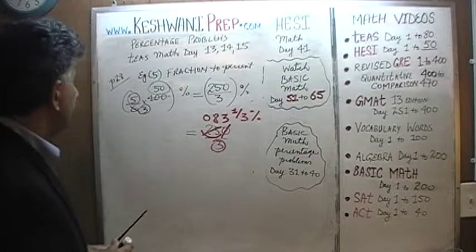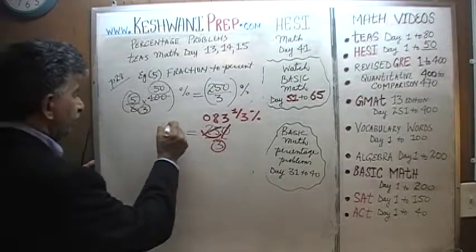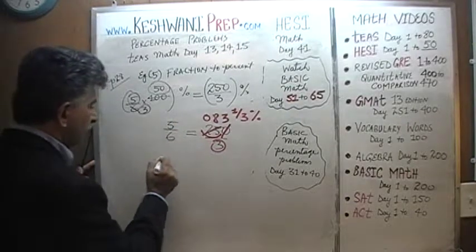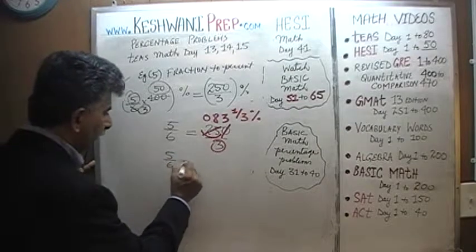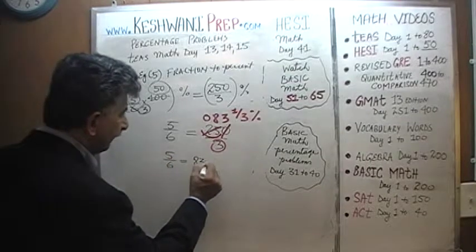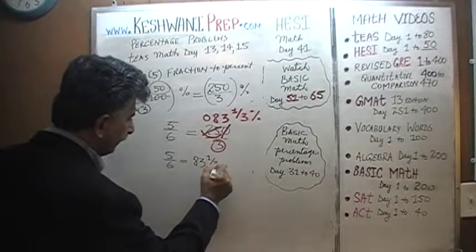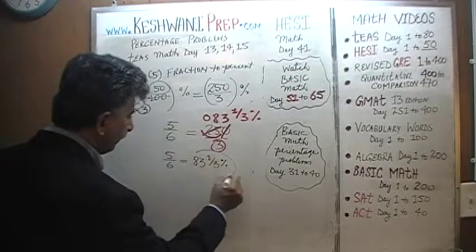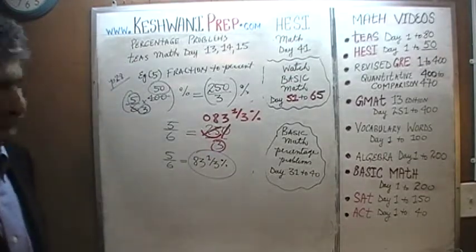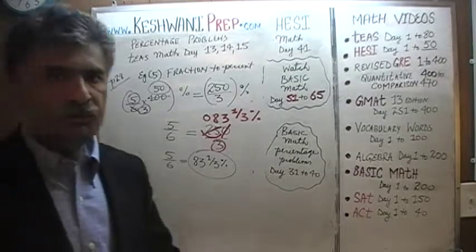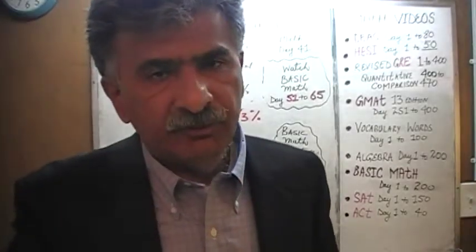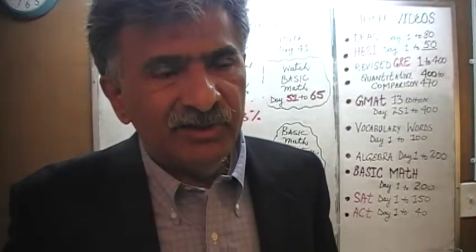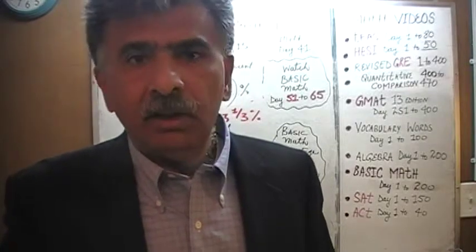83 1/3%. This original fraction that was given to us, 5/6, turns out to be equal to 83 1/3%. You got it? Now we're going to redo it, and I'm going to show you a quick way of taking care of this. This was very lengthy, very tedious, a very nerdy, very academic way.